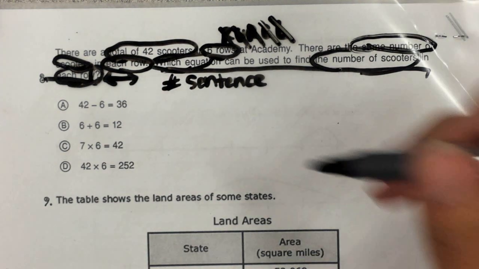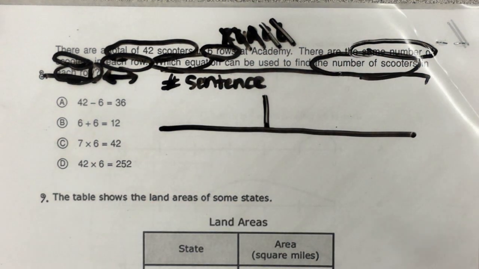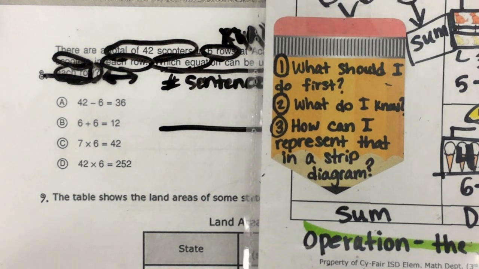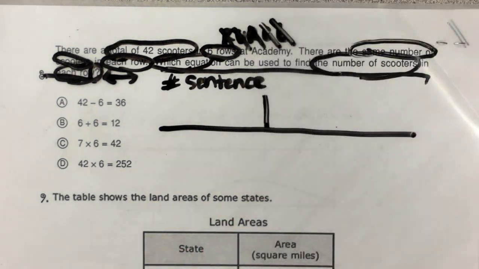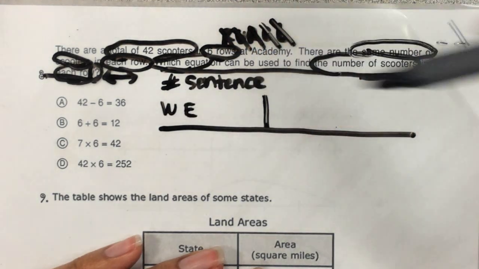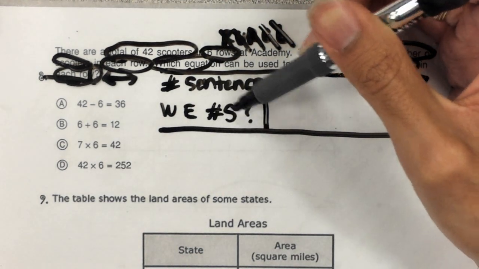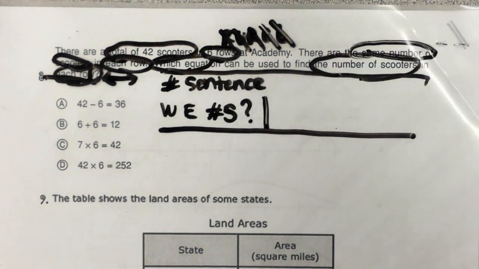And what time is it? Well, it's 3-step time. We need some room down here, so I'm just going to leave it at that. And what should I do first? I'm going to do my main idea first. So it's going to say which equation can find the number of scooters. I know that looks like a 5, but it's really an X.